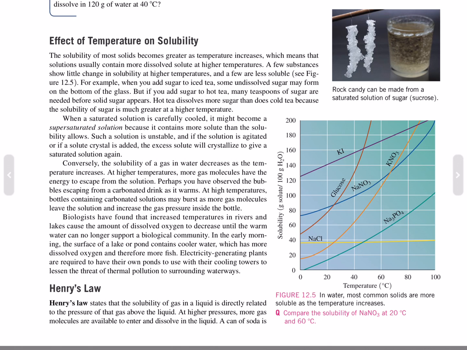Biologists have found that the increased temperatures in rivers and lakes cause the amount of dissolved oxygen to decrease until the warm water can no longer support a biological community. In the early morning, the surface of a lake or a pond contains cooler water, which has more dissolved oxygen and therefore more fish. Electricity generating plants are required to have their own ponds to use with their cooling towers to lessen the threat of thermal pollution to the surrounding waterways.